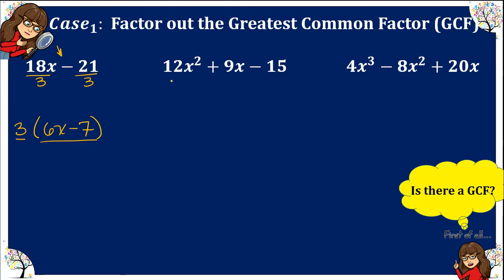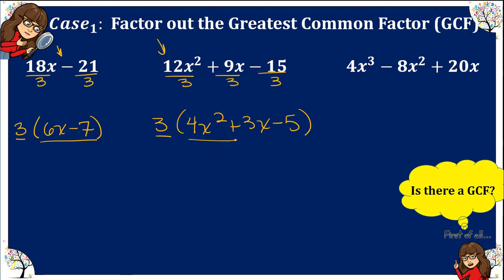In our second example, we have a trinomial. I notice that 3 can factor into each of these terms. So I'm going to factor out a 3. I'm going to divide 3 into each term, and I'm left with 4x squared plus 3x minus 5. So my two factors of this trinomial are 3 and 4x squared plus 3x minus 5, where 3 is the greatest common factor.